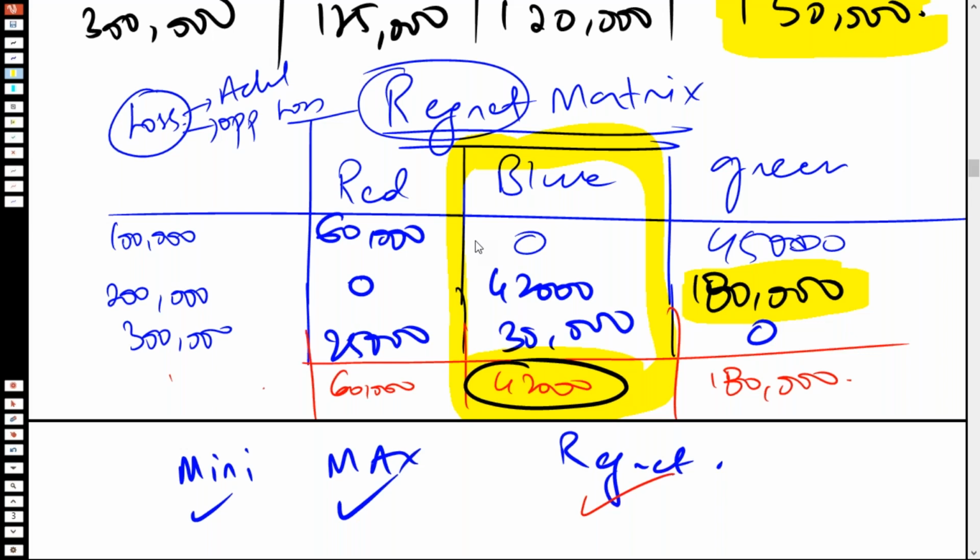At the end we choose the max value. No, we choose the minimum value. It's a mini max regret, Rebecca. Sonia, it's mini max regret. It's not maximin regret. Maximin is just a technique. Mini max regret. So you start this way.